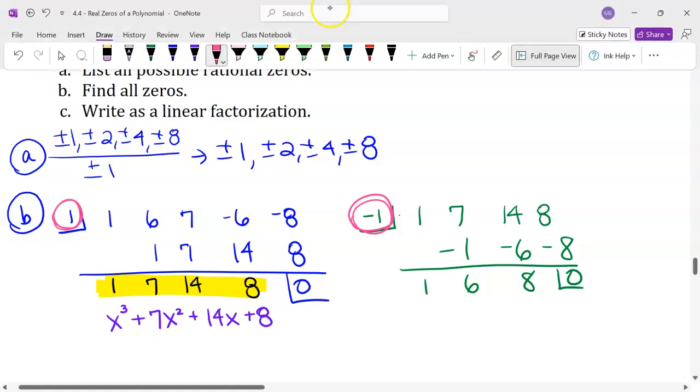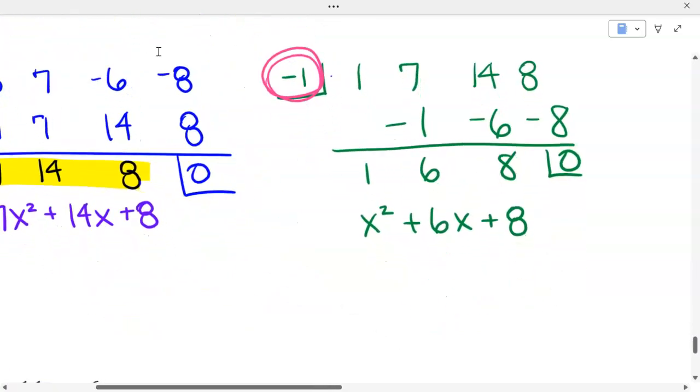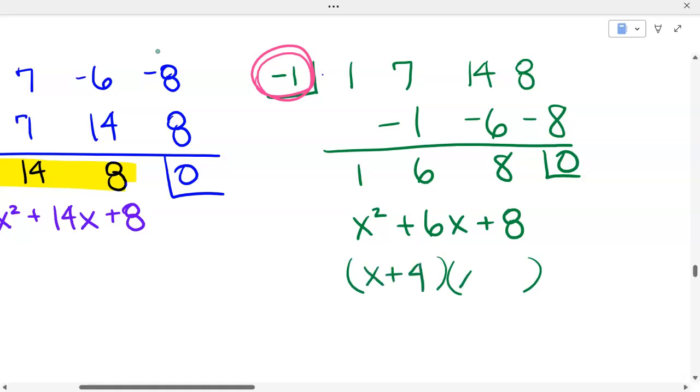And so now, since I have done synthetic division for a second time, if I assign my x values here, remember I got to an x cubed. So now I've done synthetic division one more time, so I'm down at an x squared level. X squared plus 6x plus 8. And we're at a quadratic that we could possibly factor. And hopefully you see that we can factor this into x plus 4 times x plus 2.